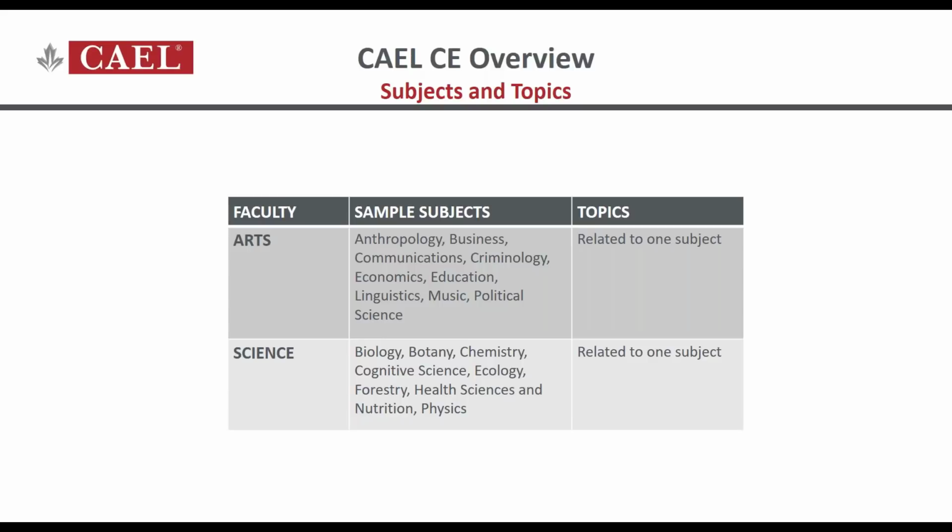Something that might be a little bit surprising as well is that criminology is counted within the art section. So criminology and political science are within the arts category. So you might have a question about those.